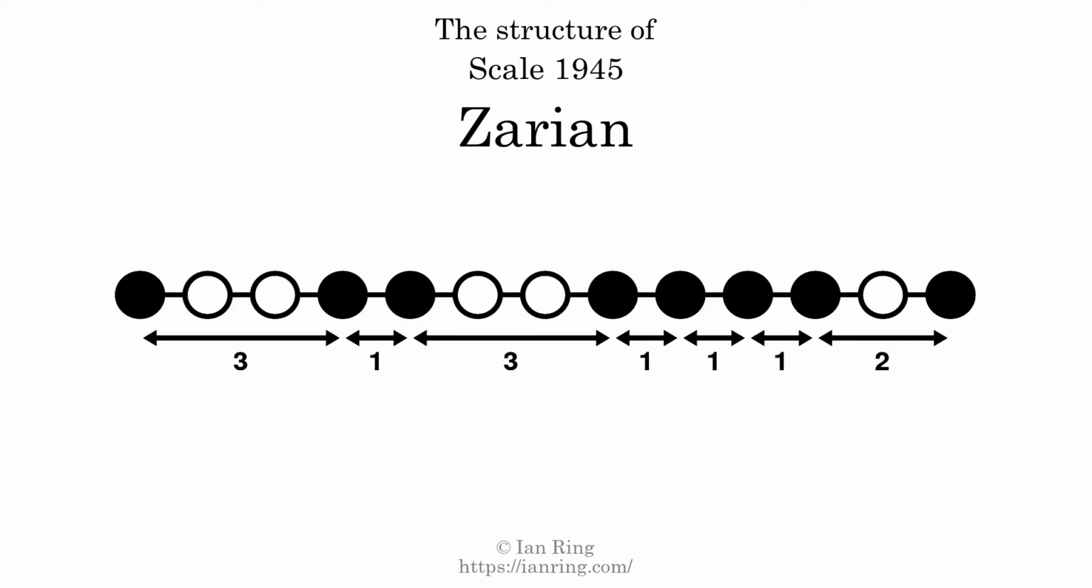The structure of a scale is a description of the interval distance between each successive tone. This scale has a structure of 3-1-3-1-1-1-2.